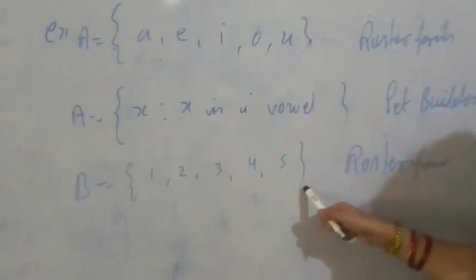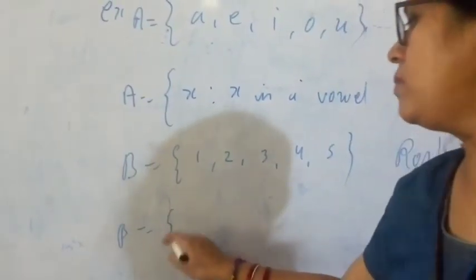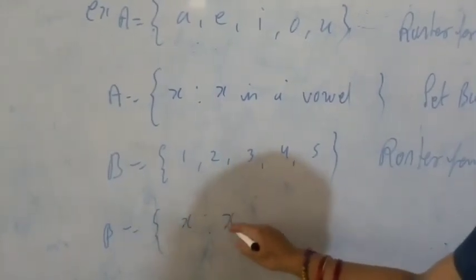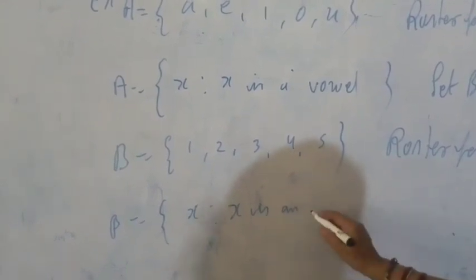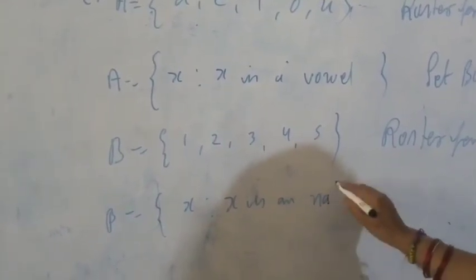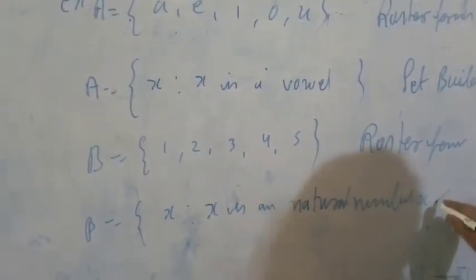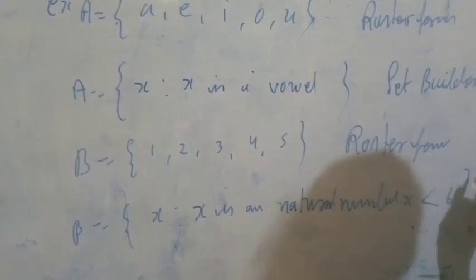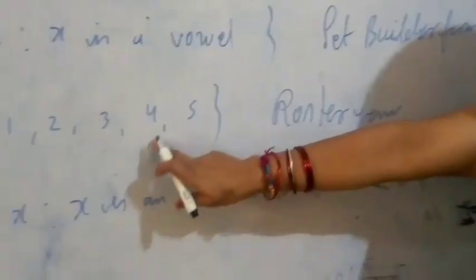Now this also we can represent in the set builder form. How will we write the set builder form? x such that x is a natural number, x is less than 6. Less than 6 means 1, 2, 3, 4, 5. Again this and these are the same. This is roster form. This is builder form.